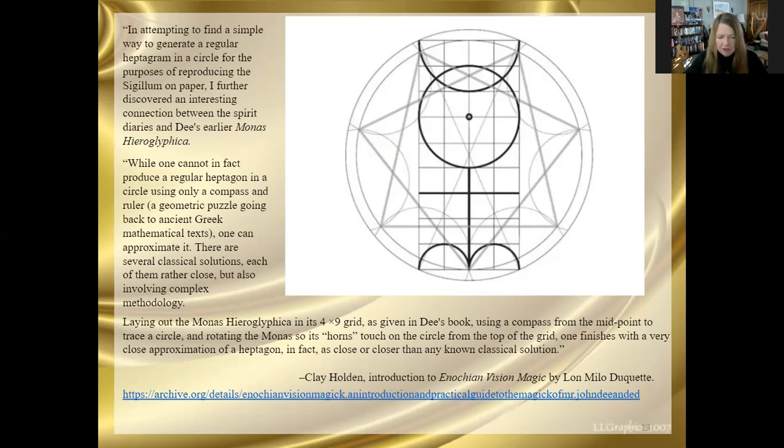Laying out the Monas Hieroglyphica in its 4x9 grid is given in Dee's book, using a compass from the midpoint to trace a circle and rotating the Monas so its horns touch on the circle. From the top of the grid, one finishes with a very close approximation of a heptagon. In fact, as close or closer than any known classical solution. I mean, that is awesome.